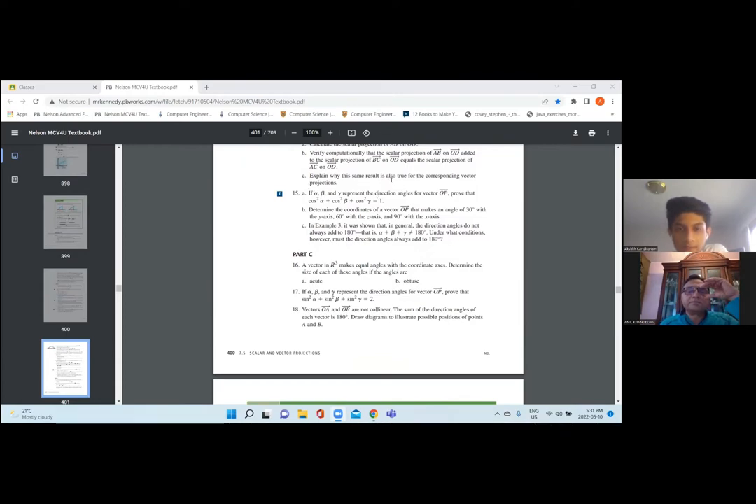So 15. If alpha, beta, and gamma represent the direction angles for vector OP, prove that cosine squared alpha plus cosine squared beta plus cosine squared gamma is equal to 1. We just did it, right? Yeah, we just did. That's it. Go to 17.